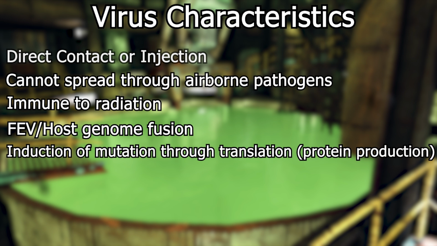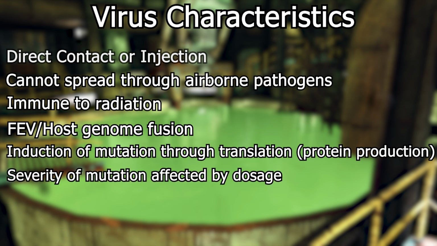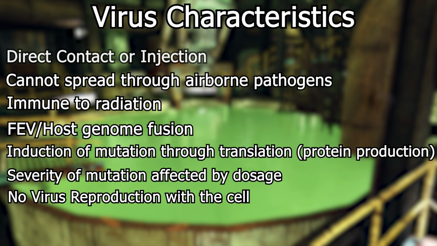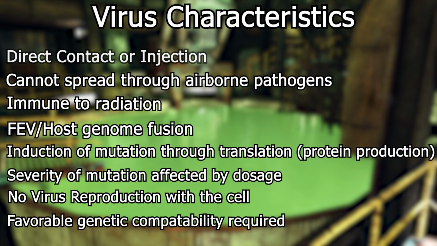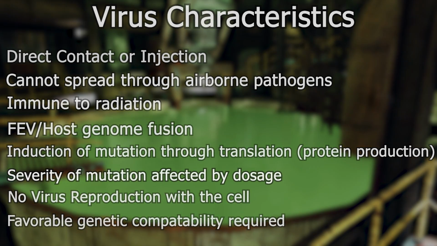The severity of the effects of the virus is dictated through its dosage amount, with the current super mutants being a case of a severe overdose. Another important note is that the virus does not replicate within the host cells. Successful infection relies on dosage amount and successful integration into the host genome. There also seems to be a genetic component where individuals who do not react favorably will not mutate in a positive way, and the resulting infection will end in death.